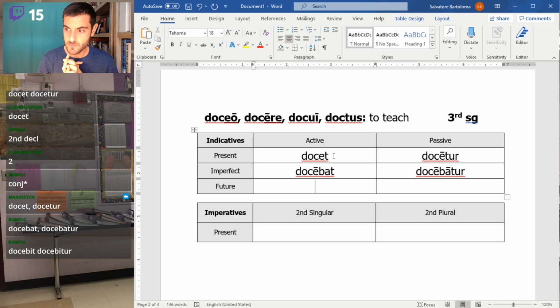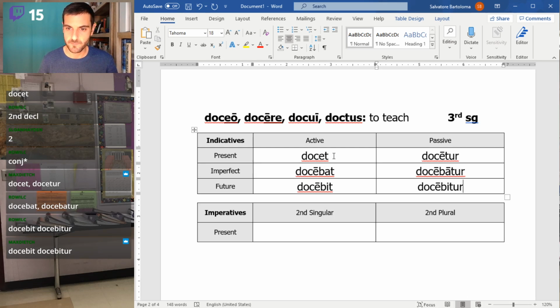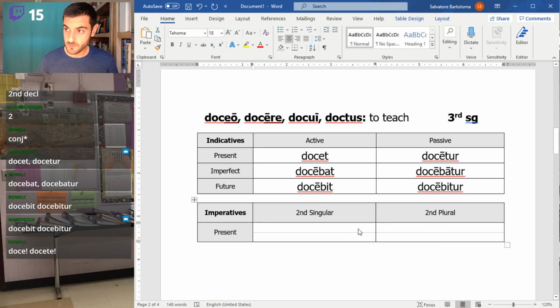And future, since it's second conjugation, docebit, docebitur. The imperatives, remember, don't worry about third person singular. They all basically behave the same way. So we have doce and docete. I like to put the exclamation points on there. Don't feel like you have to. On the exam, it'll be fine either way.